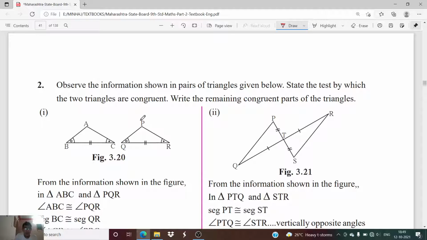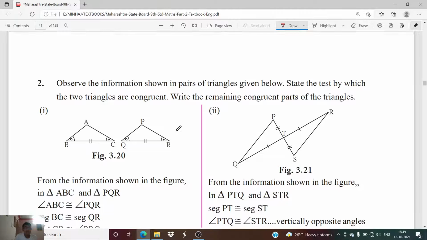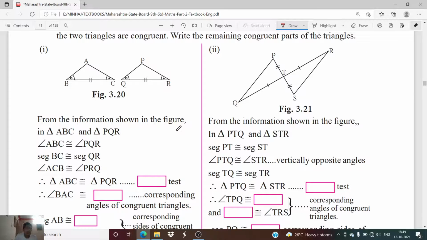Okay, so again, the given pairs of triangles in both the subquestions are congruent to each other. We have to note down the test by which they are congruent, and we have to also mention the other congruent sides and angles, the corresponding angles and corresponding sides in these two congruent triangles. So, the first subquestion, we can see triangle ABC and triangle PQR.